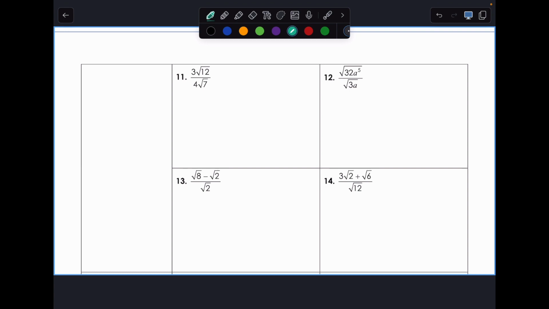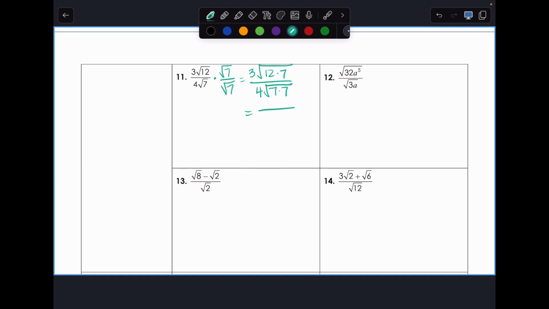Let's see. Is it this one or the next one? Okay, let's do this one. Number 11. What do I need to multiply with to get rid of my denominator of rad 7? Multiply times rad 7 over rad 7. Rad 7 over rad 7 will get me a giant 1, so that can be used to rationalize the denominator. Here we go. So 3 times rad 12 times 7 over 4 times rad 7 times 7.